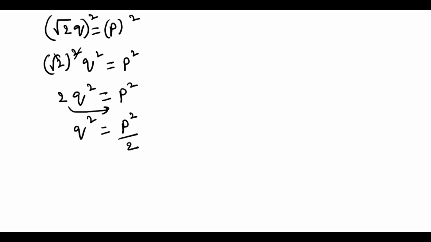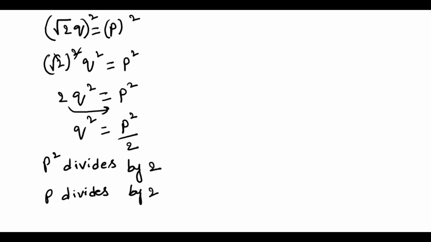What is the meaning of p square by 2 here? That means p square divides by 2. If p square divides by 2, that means p also divides by 2, correct? P also divides by 2.